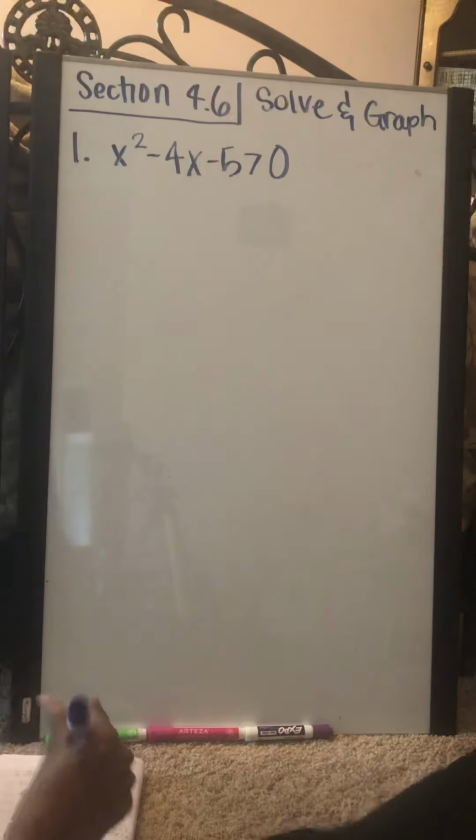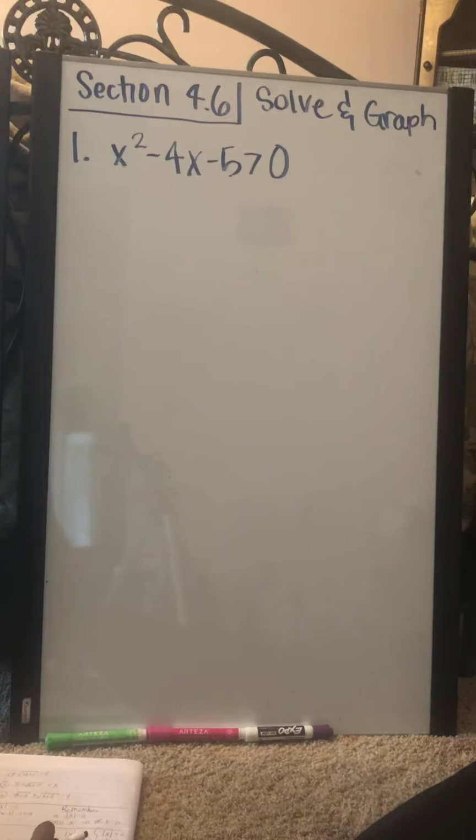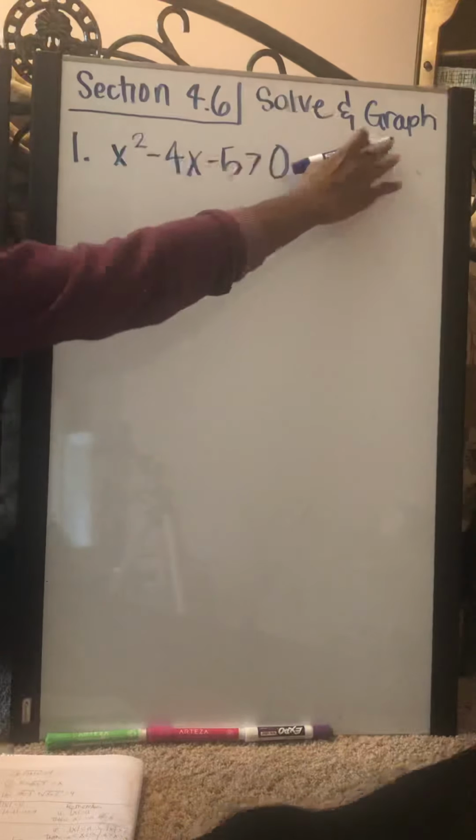Alrighty, so we're going to go through the first 6 questions for 4.6. For the first one, we have x squared minus 4x minus 5 is greater than 0. So essentially what we're doing for each of these is solving and graphing.